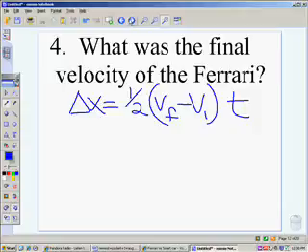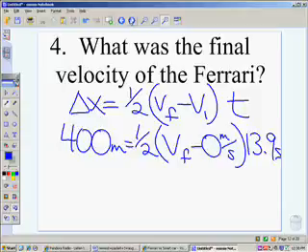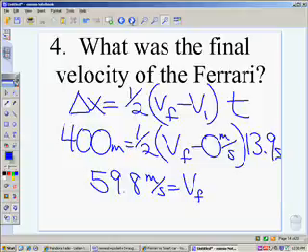Okay, so let's put in our numbers. The delta x is 400. We're looking for the vf. The initial velocity is 0, and the time is 13.4. And you get 59.8 meters per second for the final velocity. So that was about 140 miles an hour.